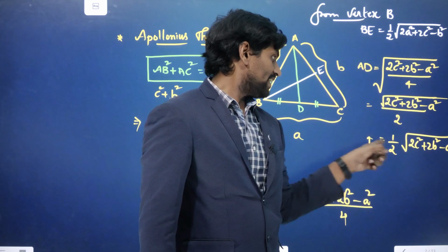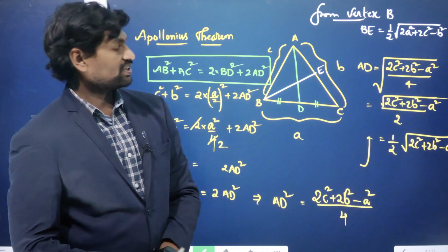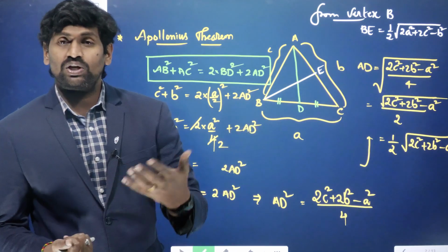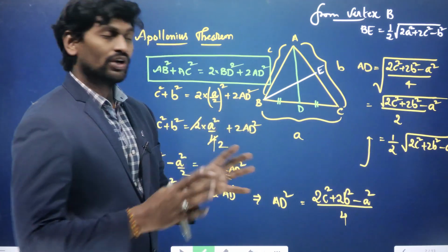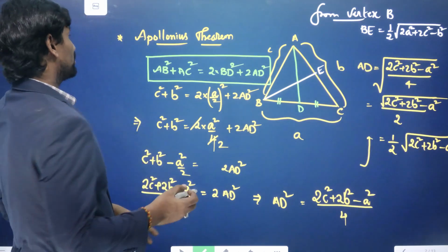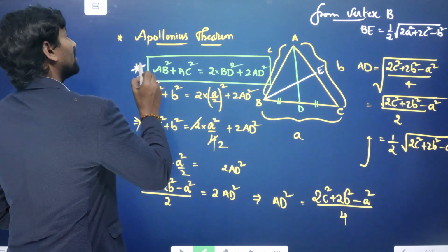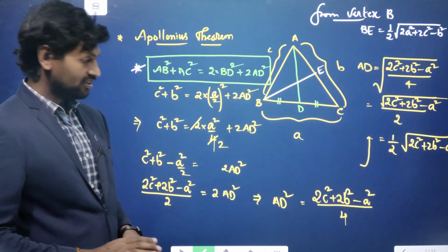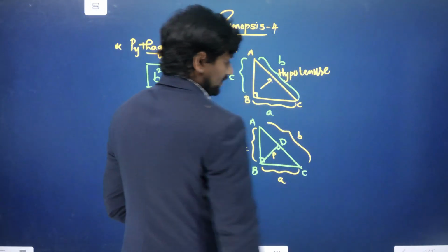Opposite to vertex A, minus a² will come. Opposite to vertex C, minus c² will come. So like that, according to our convenience, we can write the formula once you remember it. Or else at least you should remember this statement from Apollonius theorem. Let us come back again.